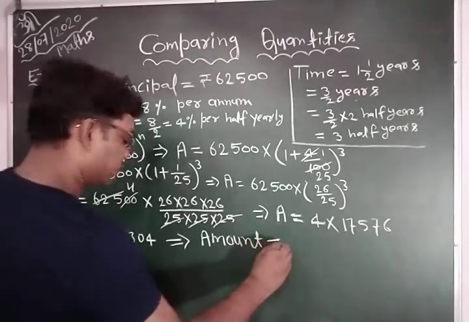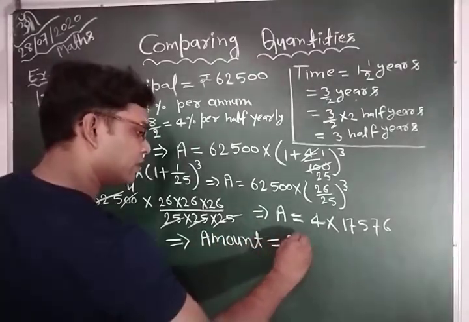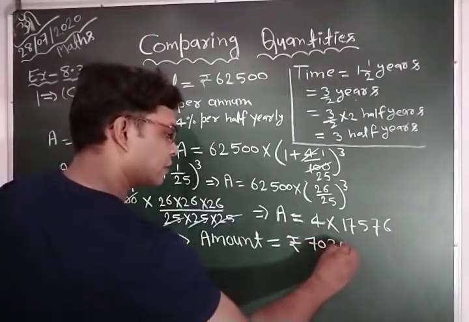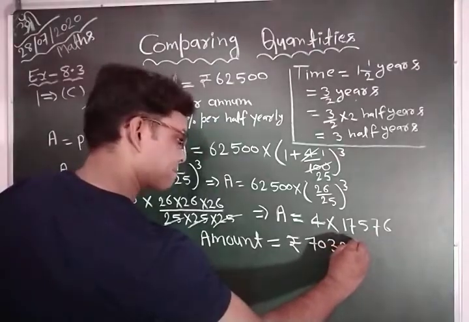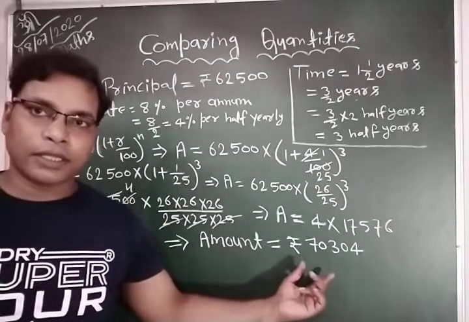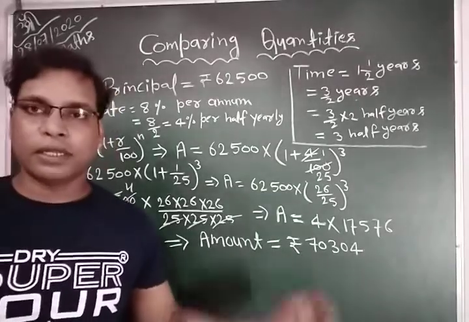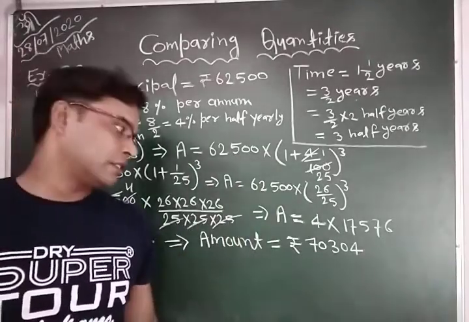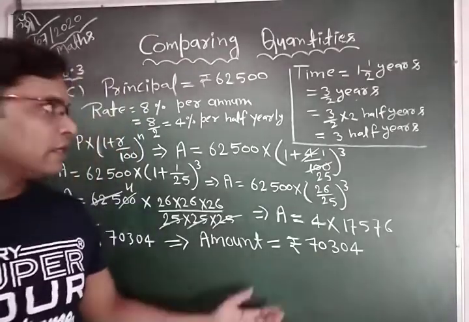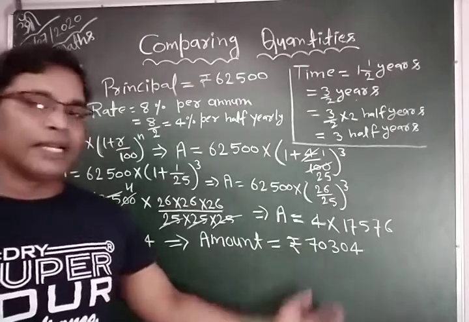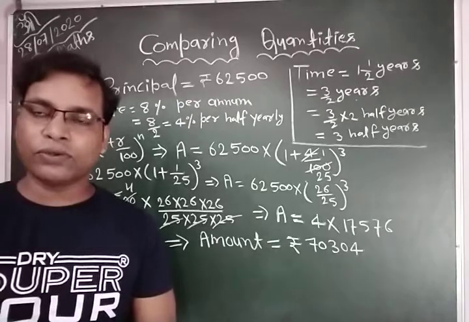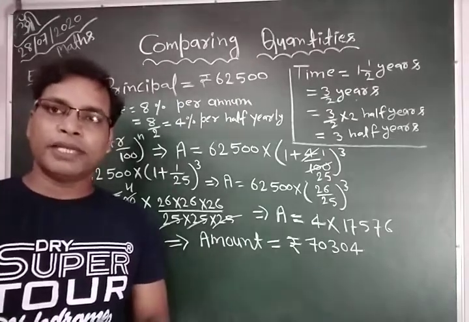Amount is equal to rupees 70,304. Clear? Now we have the amount and the principal. What do we find now? We find the compound interest, CI. Compound interest is equal to amount minus principal.